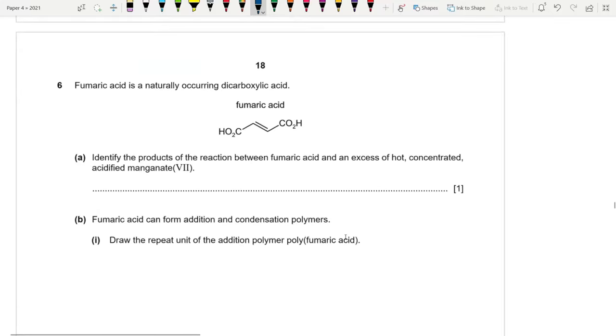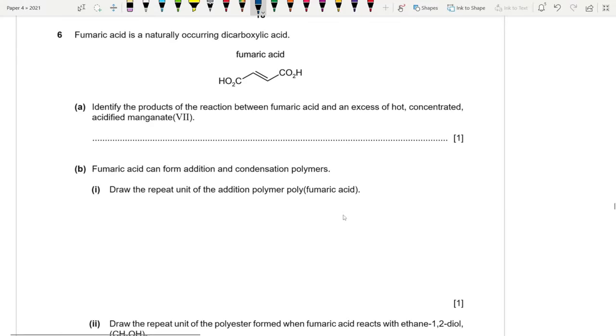Now for 6, last 2 questions. Fumaric acid is a naturally occurring dicarboxylic acid. Identify the products of the reaction between fumaric acid and an excess of hot concentrated acidified potassium manganate(VII).